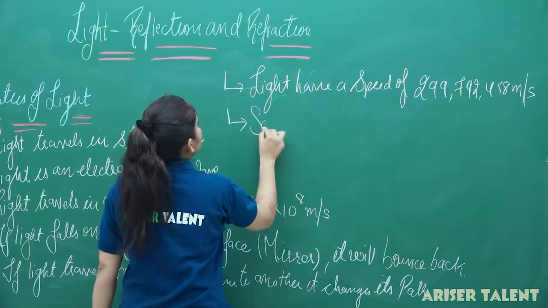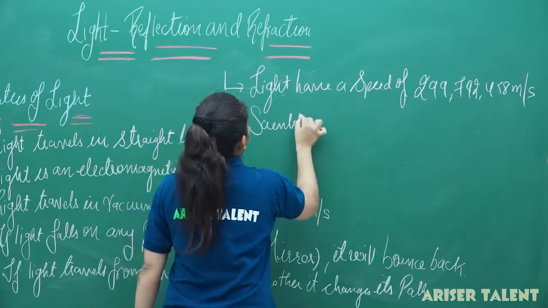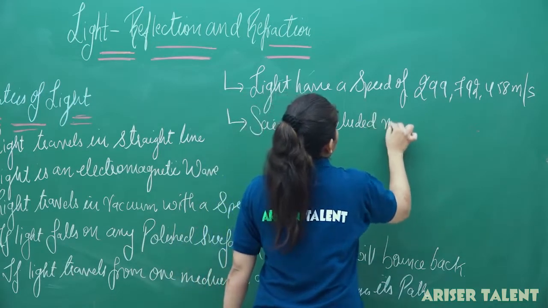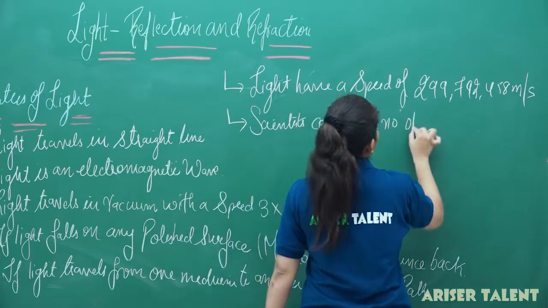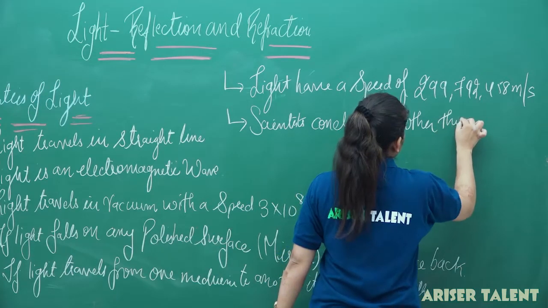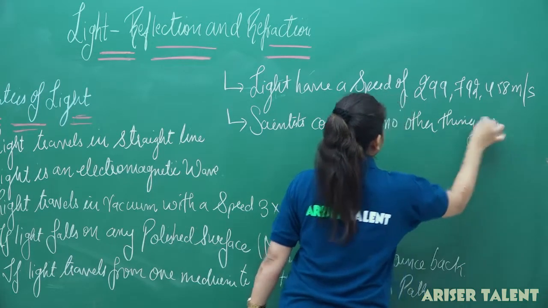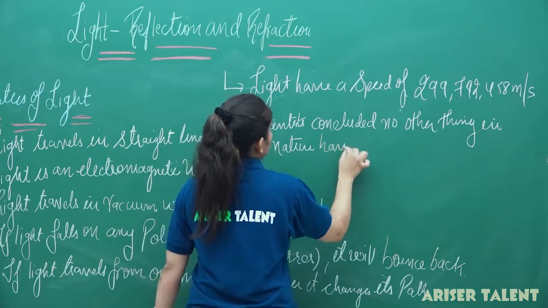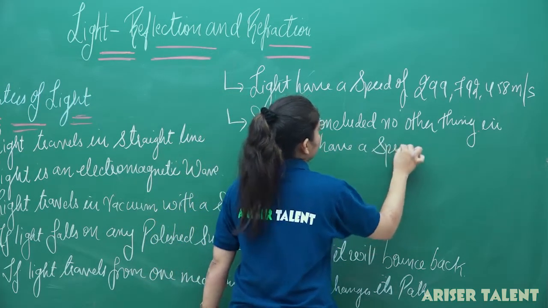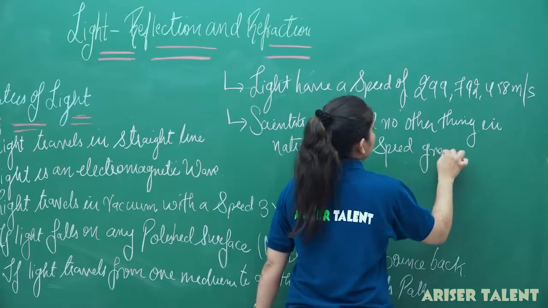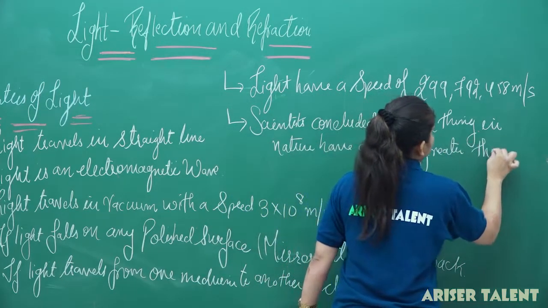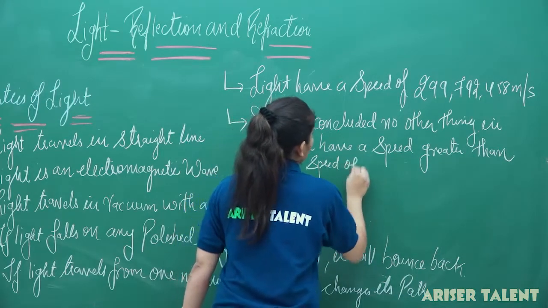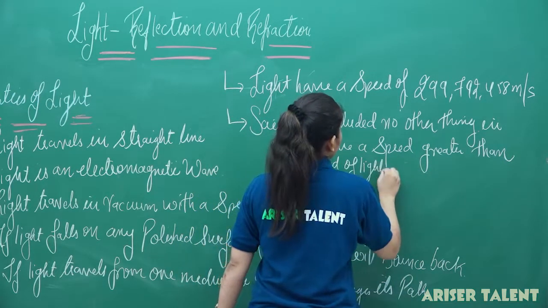So, scientists concluded that no other thing in nature has a speed greater than the speed of light.